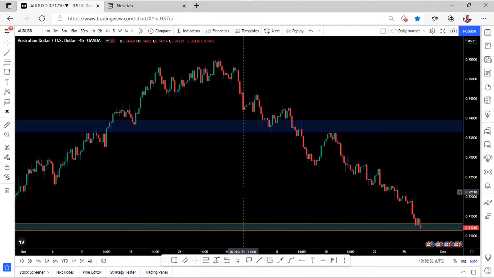This is how you analyze your market from the higher time frame. You want to go from the weekly, the daily, the 4 hours into the 1 hour, the 15 minutes, the 5 minutes, even down to the 1 minute, guys.